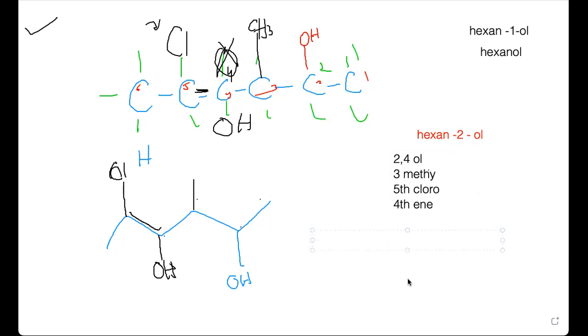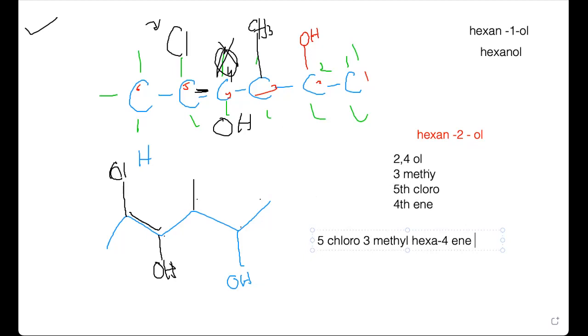Let me start from here. 3-methyl and 5-chloro. Chloro starts from C. So, 5-chloro. Then we have 3-methyl. This is 1, 2, 3, 4, 5, 6, hexene. Hexa 4-ene. Okay, what about the alcoholic group?